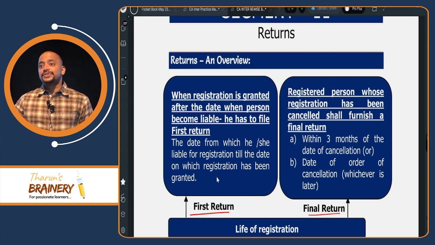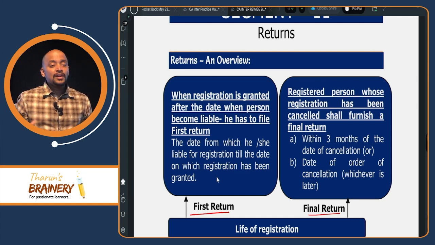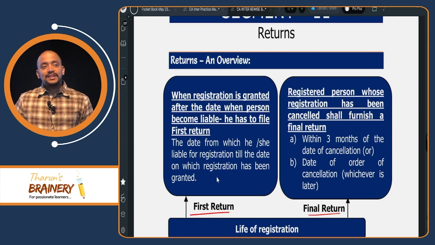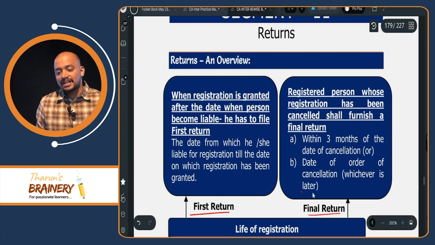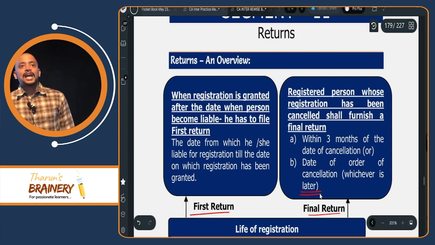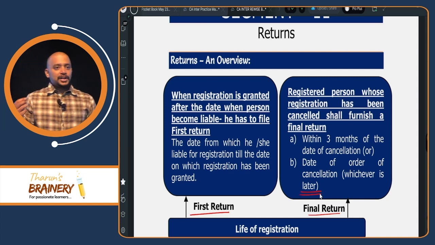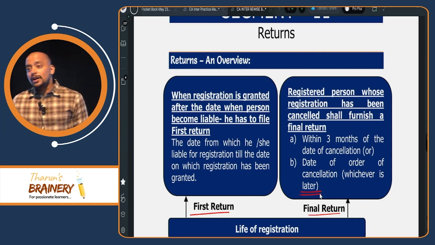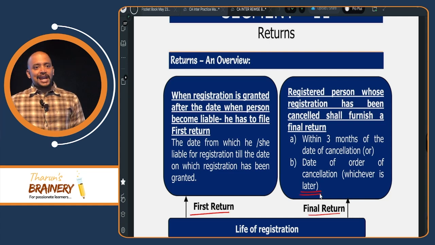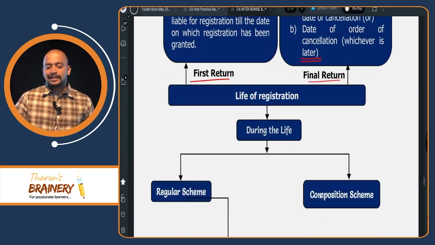Whenever our registration is cancelled, the time limit runs from the date of cancellation or the date of the order of cancellation, whichever is later, not whichever is earlier. Please remember it, whichever is later. So can you tell me the time limit of final return? 3 months from the date of cancellation or date of order of cancellation, whichever is later.